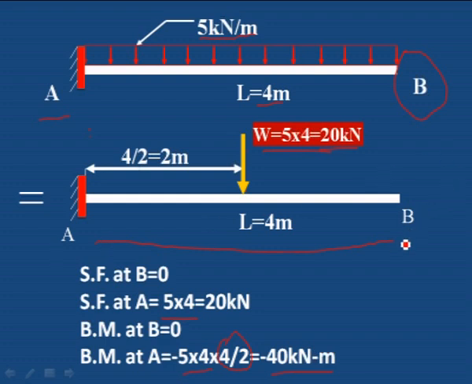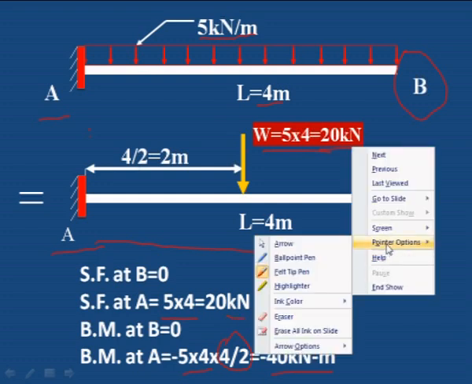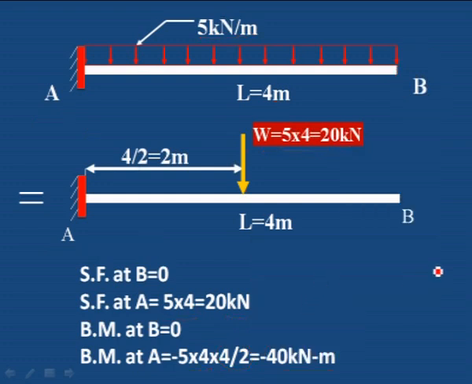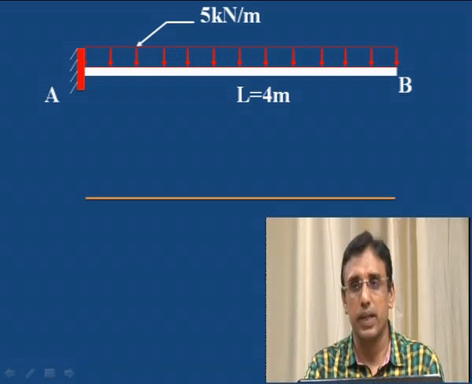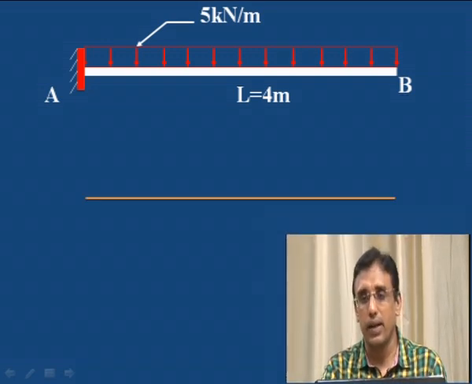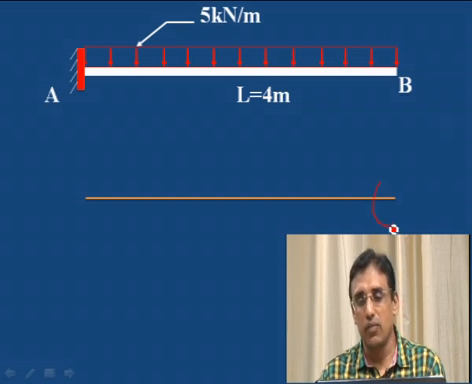Bending moment at B is 0 and bending moment at A is maximum. And shear force at B is 0 and shear force at A is maximum, 5 into 4, 20 kilonewton. Now to draw this shear force and bending moment diagram, you can observe here. First you draw the horizontal line, and shear force at B is 0. Here it is the maximum.